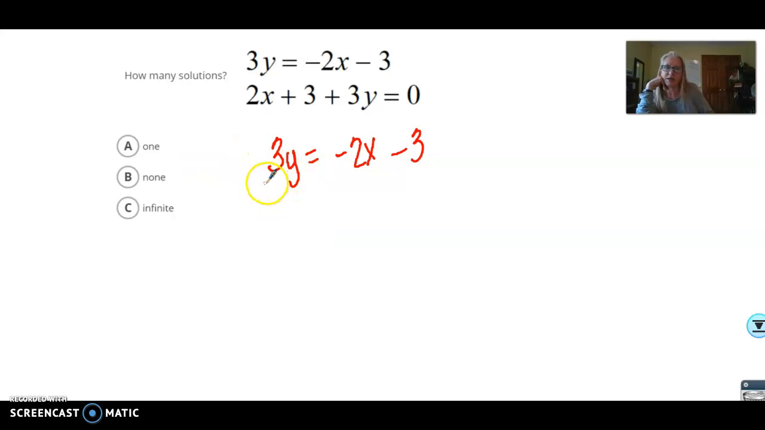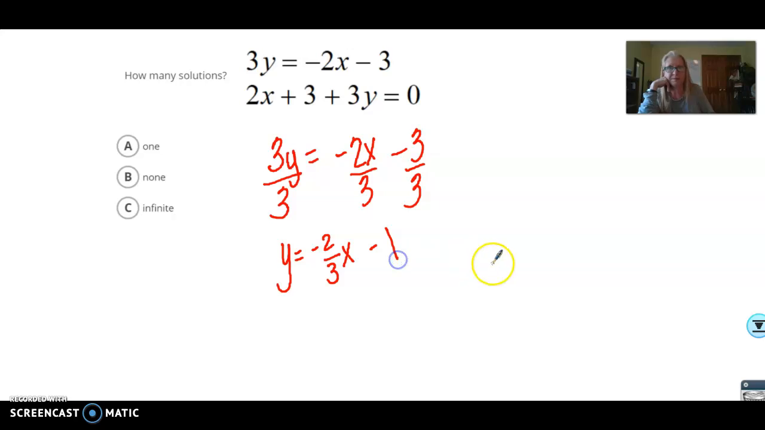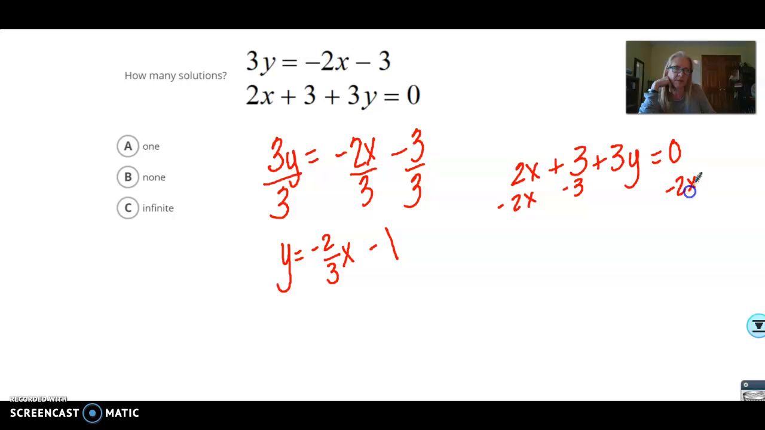Alrighty, so back to what we were doing here. We would have to divide all three terms by 3 to get this in slope-intercept form, and that would give us y is equal to negative 2/3 x minus 1. Then you take the other one, 2x plus 3 plus 3y equals 0. We want y on the left, but we want these other two gone. So I'm going to subtract 2x and subtract 3 from both sides. And that gives me 3y is equal to negative 2x minus 3.